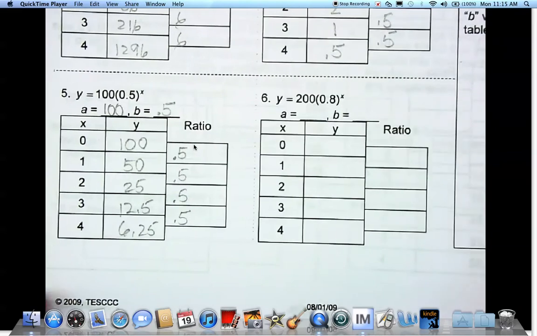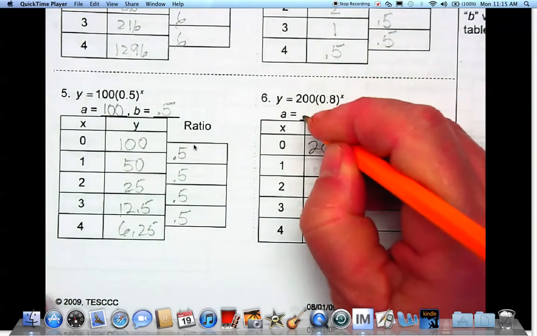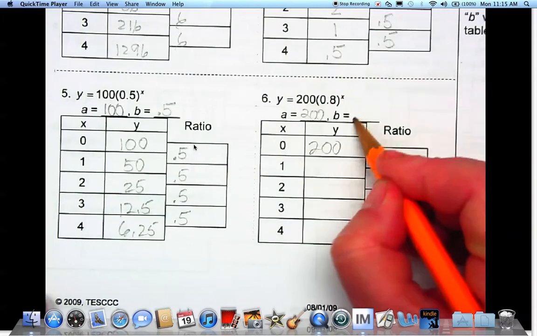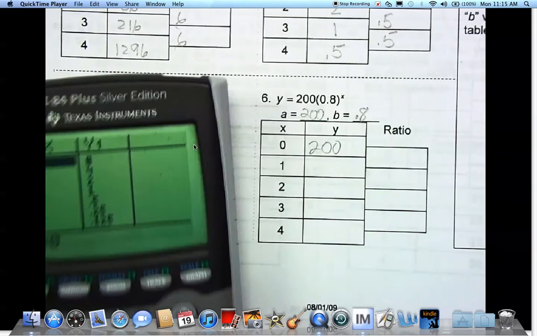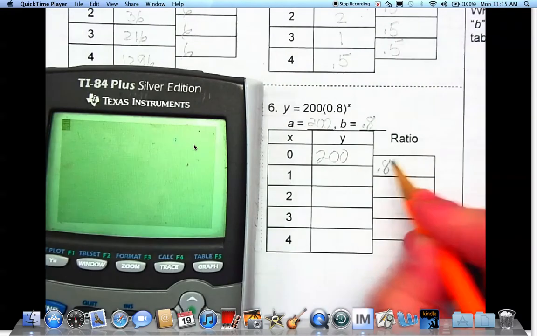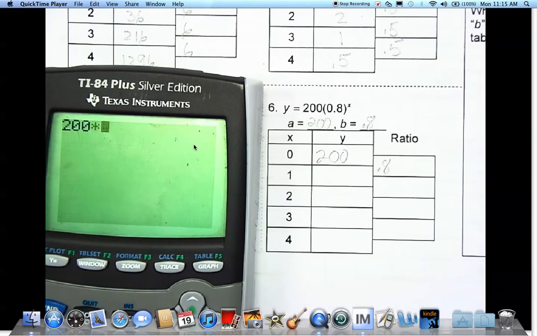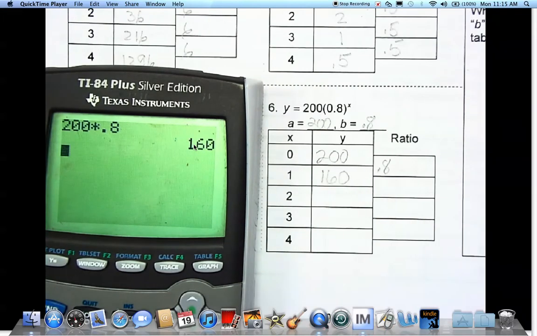This one's a little harder. What does it start with? 200. Okay, your A is 200 and your B is? How would we find the next one without the table? Multiply by 0.8. 200 times 0.8. It's only worth 0.8 of what it was.